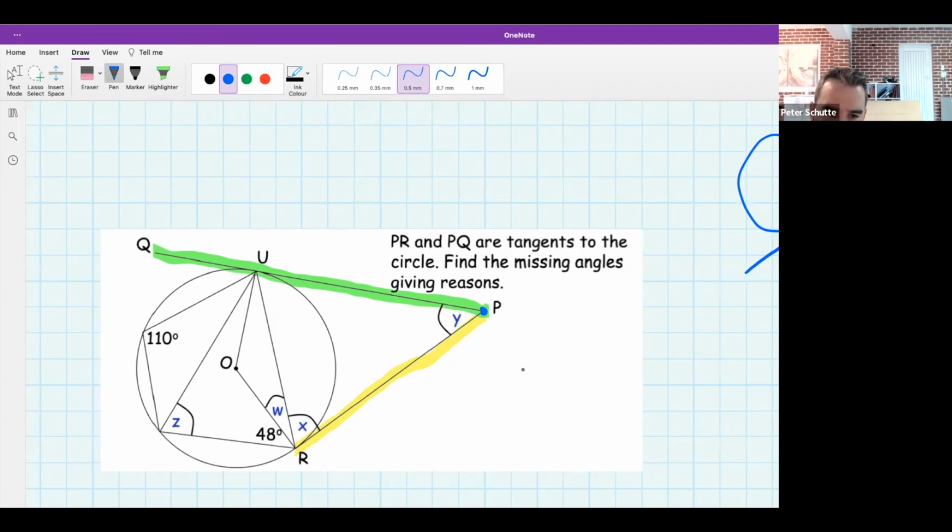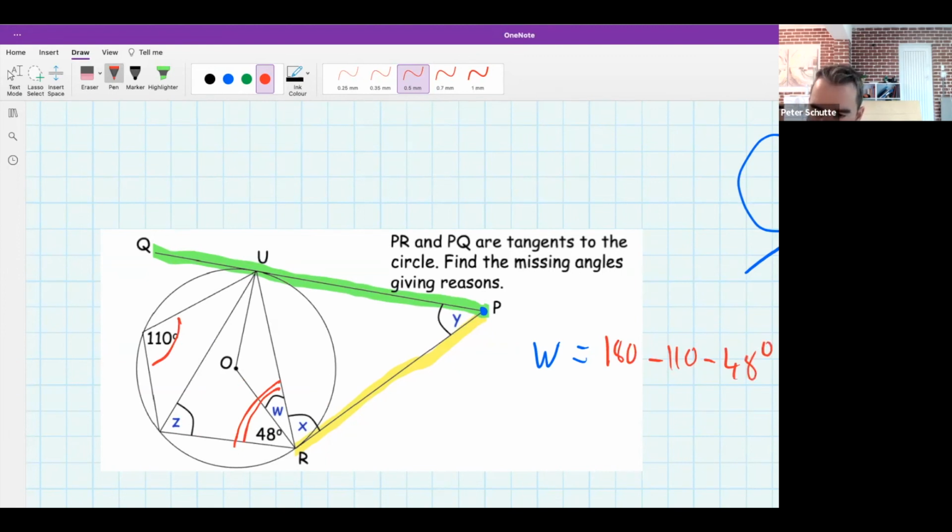I see Chloe got W, and I agree with what I think Chloe would have done. Chloe can jump on if she wants to. You recognize the cyclic quad, and you realize that this angle here and this angle over here have to add up to 180. So if that's the case, W must be 180 minus 110 minus 48.